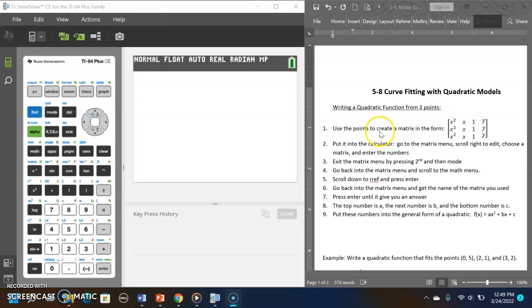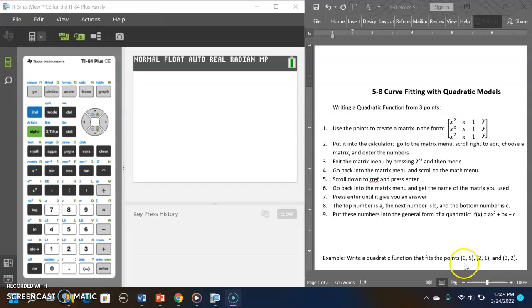So step 1 is to use the points to create a matrix. Now, what this is, it's in the general format for a quadratic, which is ax squared plus bx plus c equals y. And we're actually solving that format to find out what a, b, and c are. So I'm going to use a matrix to do that. Now, you can create a system of 3 equations and solve it using algebra, but this is the fastest, easiest way to do it. So I have an example down here at the bottom, and we're actually going to go through these steps with it.